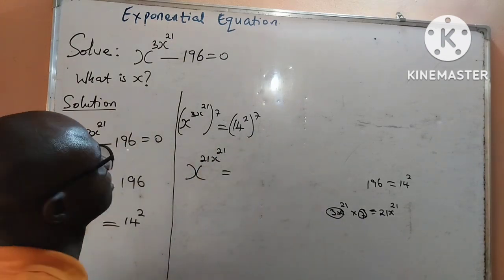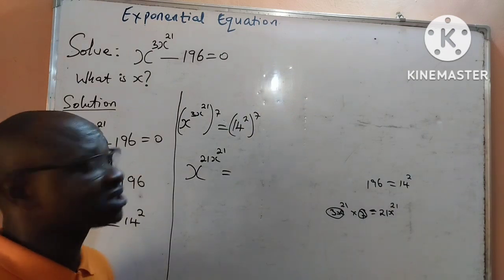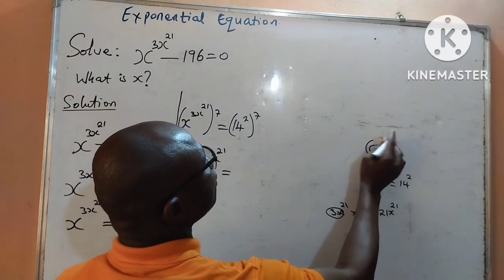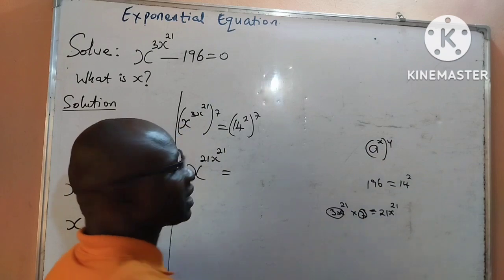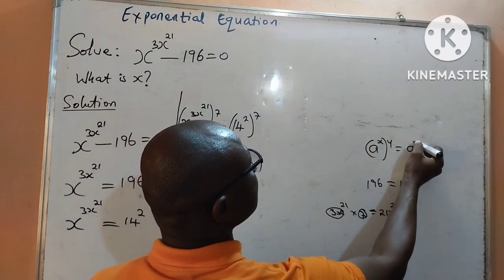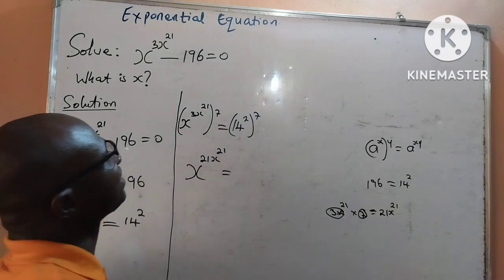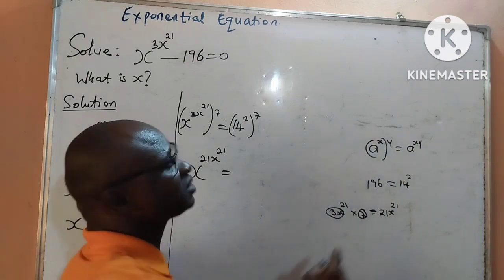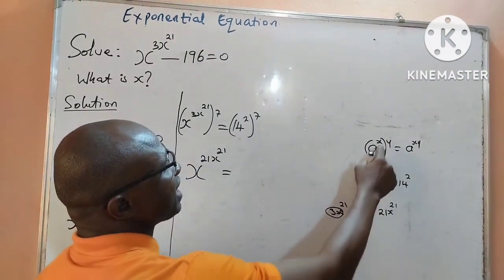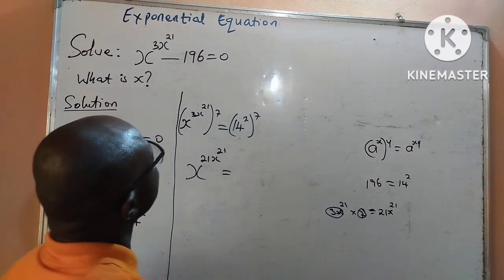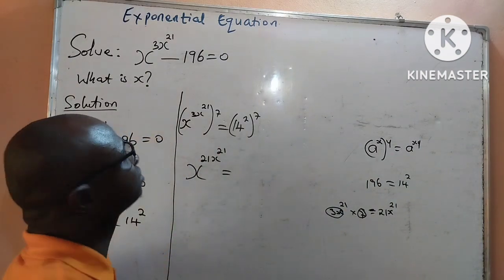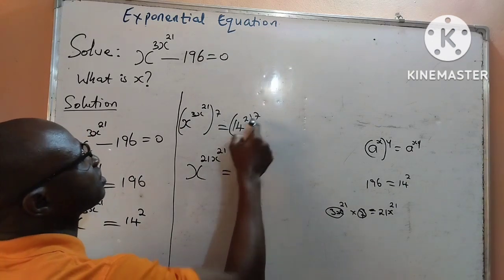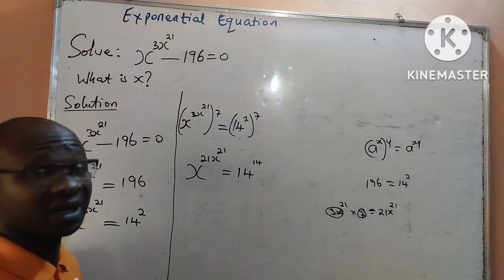And on the right hand side, applying the law of indices, that is, if I have a to the power of x, all to the power of y, it is equal to a to the power of xy. What that implies is that the inside and the outside of the exponents will multiply each other. x will multiply y to give me xy. If I bring it to the right hand side of my equation, it will now be 2 times 7 to give me 14 raised to the power 14. That is 2 times 7. This is where we are now.